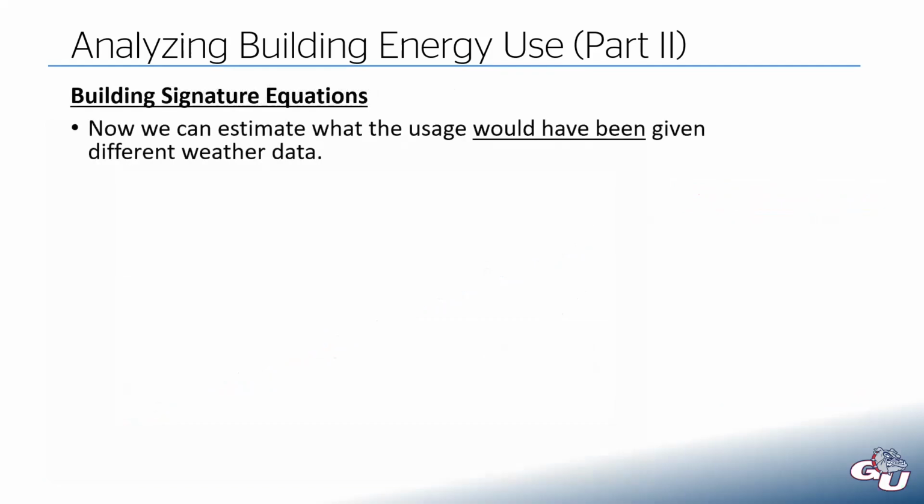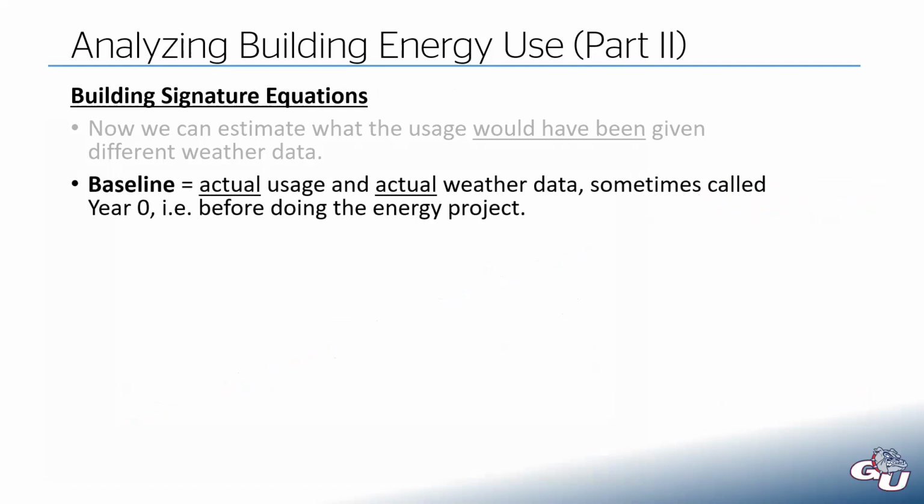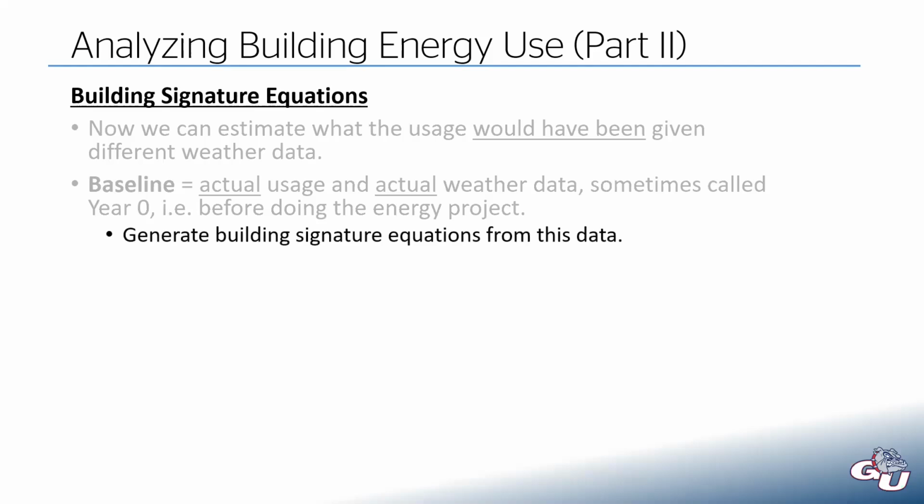Now that we have these equations, we can estimate what the usage would have been given a different set of weather data. Again, back to terms, our baseline is based on actual usage and actual weather data. That's how much electricity did they use, how much gas did they use, and what was the actual weather data over that period. And we're going to use that to generate those building signature equations.